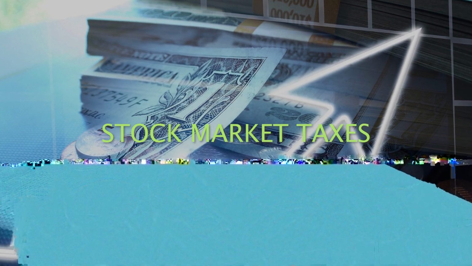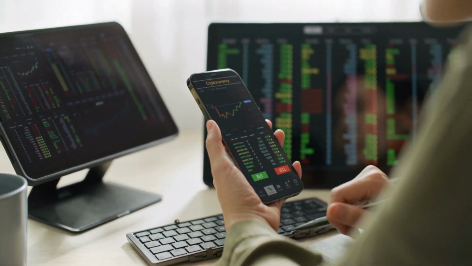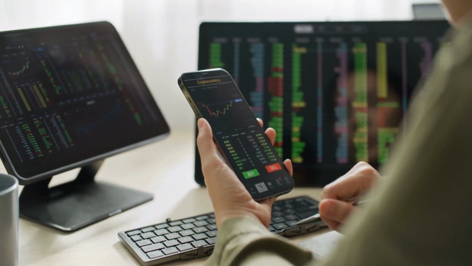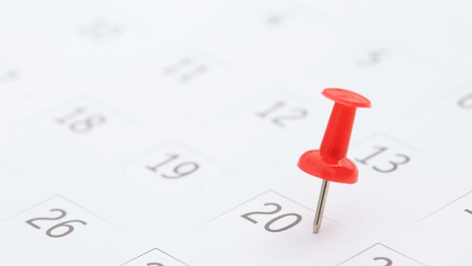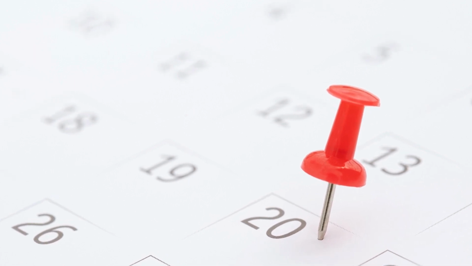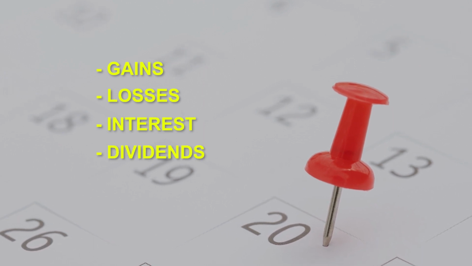Let's start with the basics. In the stock market, your taxes will be based off the calendar year, so we're talking about January 1st to December 31st. Your brokerage account will keep track of all your activity for the year. And this is going to include gains, losses, interest, dividends, etc.